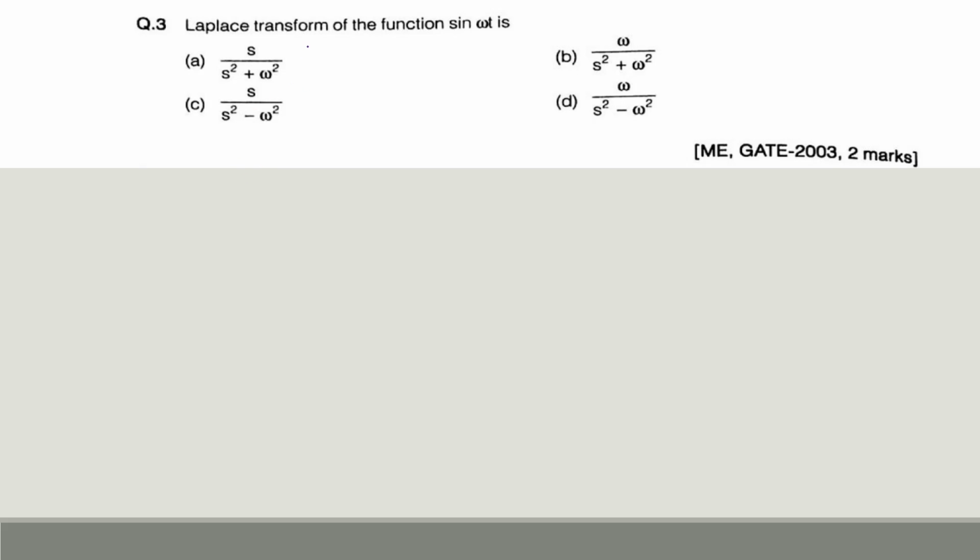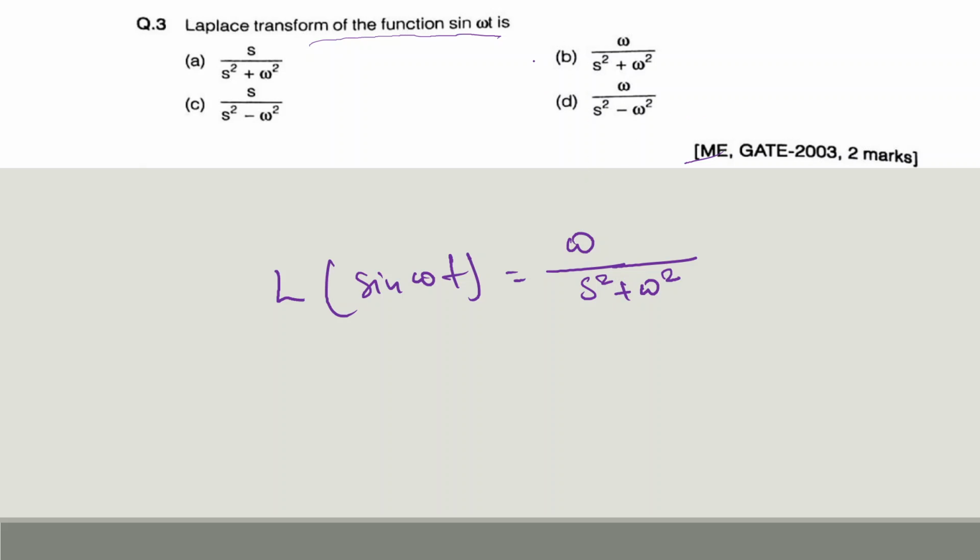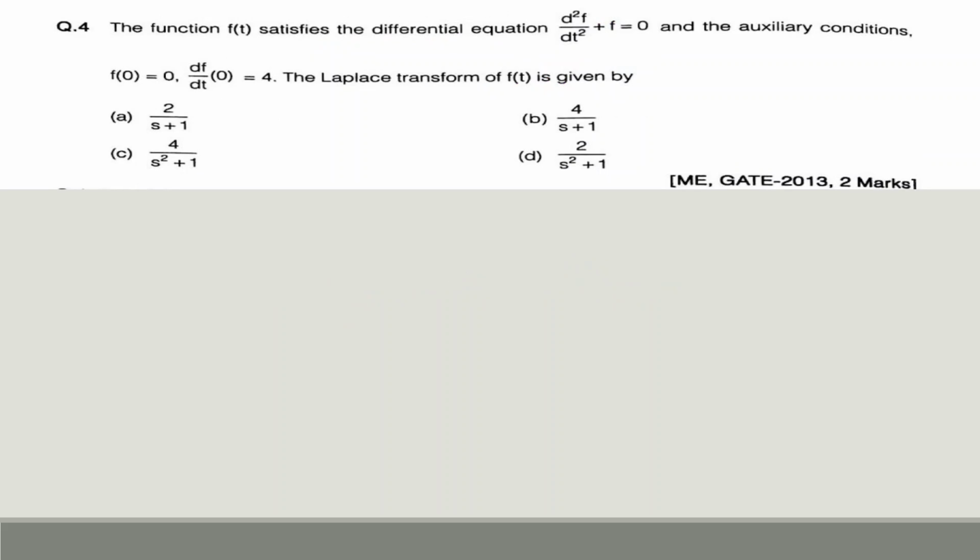The Laplace transform of the function sin omega t is? This question was asked in mechanical engineering for GATE 2003, a 2 marks question. First I will tell you that the Laplace of sin omega t is equal to omega upon s square plus omega square. So option B will be our right answer for question number 3. Moving to the next question.